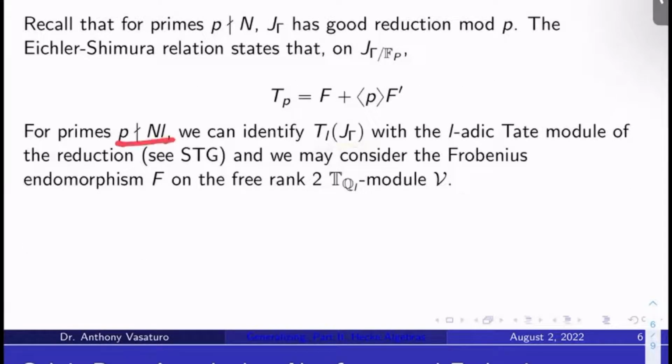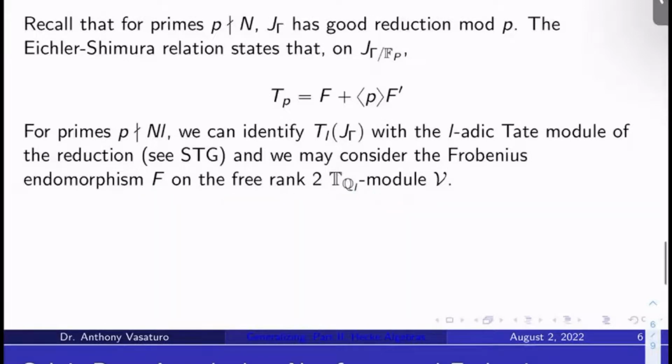For primes p that don't divide N l, we can identify T_l J_gamma with the l-adic Tate module of the reduction. Now, this is not obvious. Okay, see Serre-Tate, good reduction of abelian varieties, for a proof of this. And we can consider the Frobenius endomorphism F then on the free rank 2 T_Q_l module given by V.